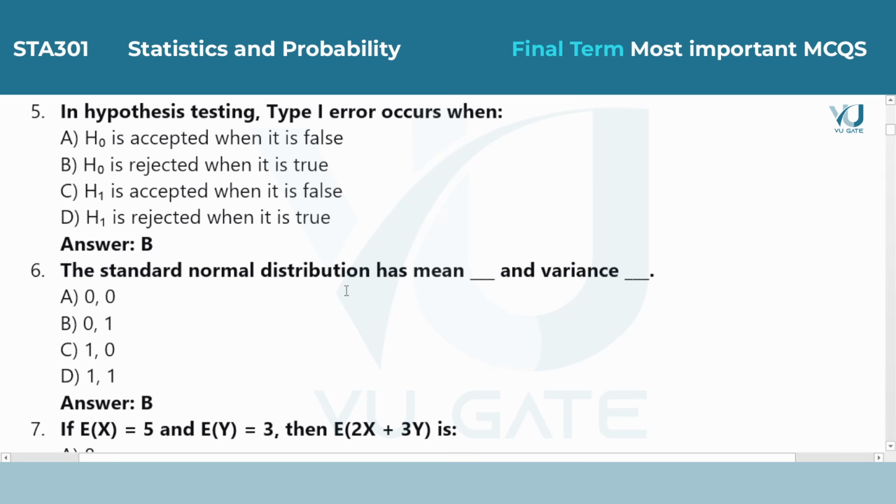Question: in hypothesis testing, type I error occurs when? Answer: B. H0 is rejected when it is true. Explanation: a type 1 error is a false positive, where we wrongly reject a null hypothesis that is actually correct.